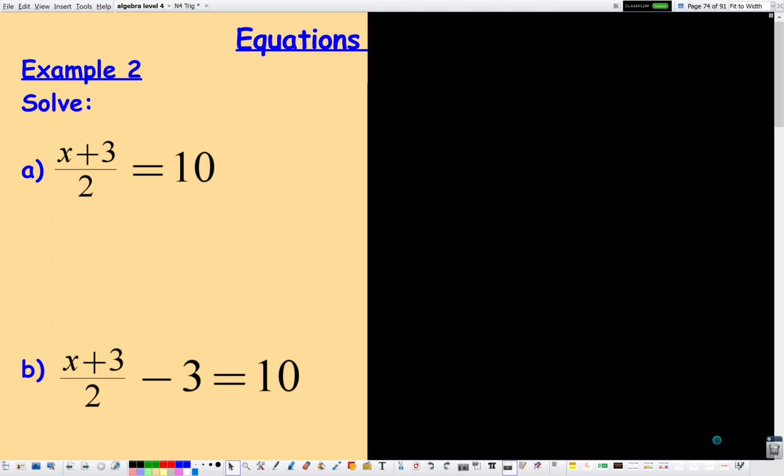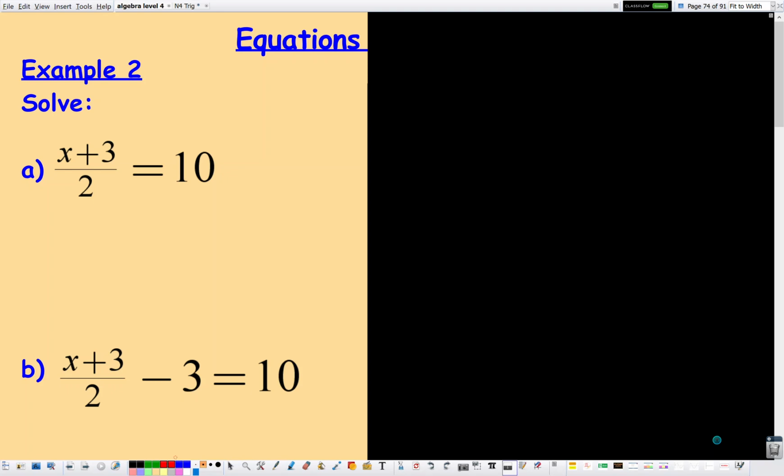So the difference here is that we have more than one thing as the numerator in a fraction. We've got x plus 3 as the numerator. It really doesn't change a whole lot, which you'll see in a wee second. So the process doesn't change from that equation with fraction in a starter.